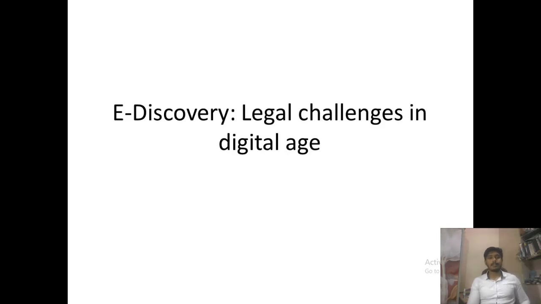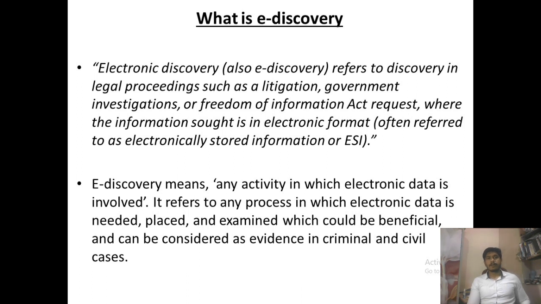Today my topic is e-discovery, legal challenges in the digital age. So first we will talk about what is e-discovery. E-discovery, also known as electronic discovery, refers to discovery in legal proceedings such as litigation, government investigations, or Freedom of Information Act requests, where the information sought is in electronic format.